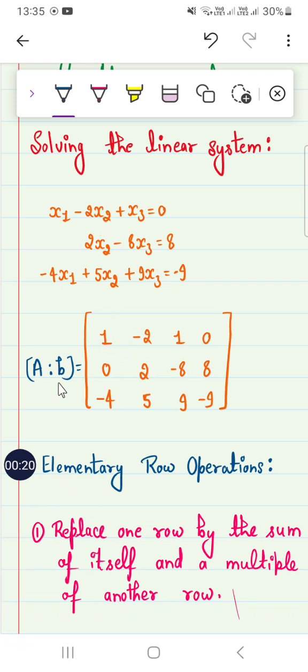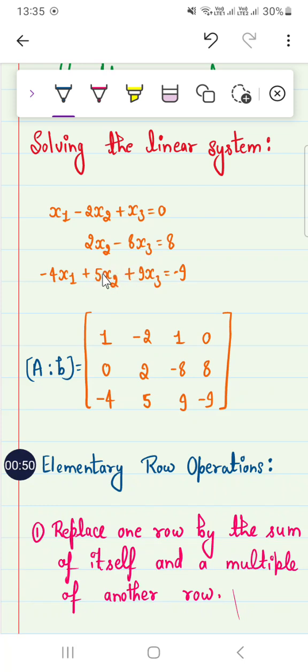This is an augmented matrix with b1, b2, b3 and the coefficients. The matrix of the coefficients, together with b1, b2, b3, is called an augmented matrix. We have this linear equation system, and we have to find the solution for x1, x2, x3.